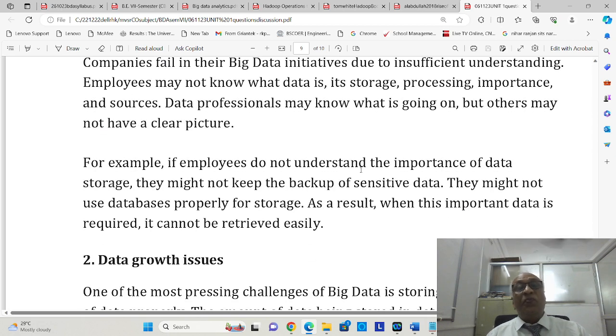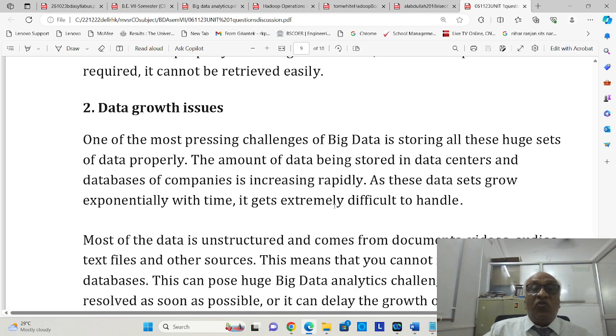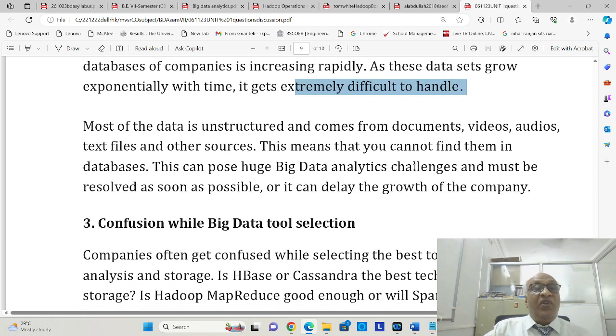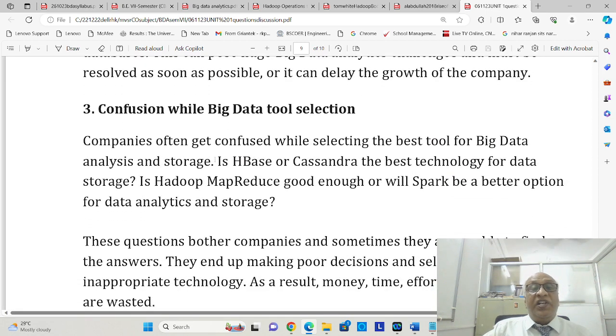The people may not have a clear picture of the data and its significance; it may be very sensitive data. The second challenge is data growth. As it is big data, it will be growing exponentially, so you need huge data centers and huge databases, and as they grow, it becomes very difficult to handle this data. The data may be unstructured, maybe from videos, maybe from audio, maybe from multiple sources. So this also becomes a challenge.